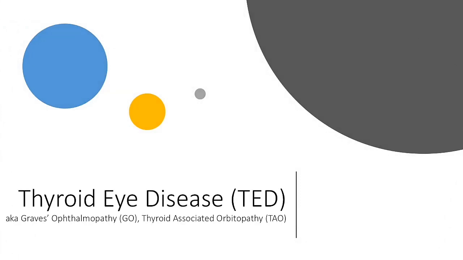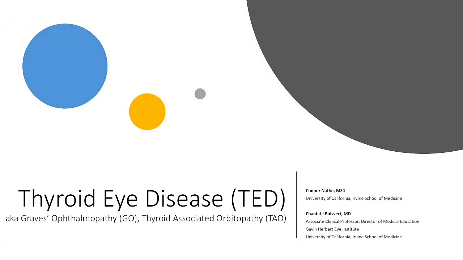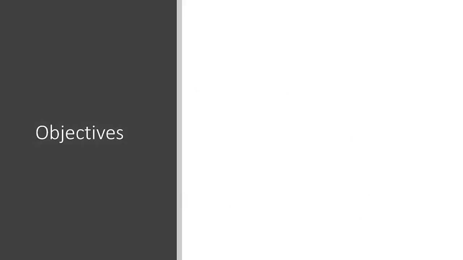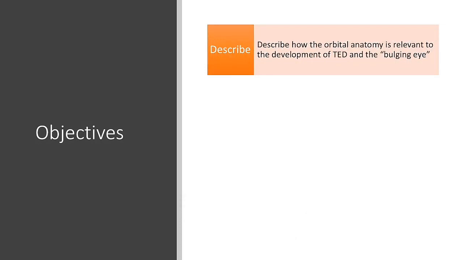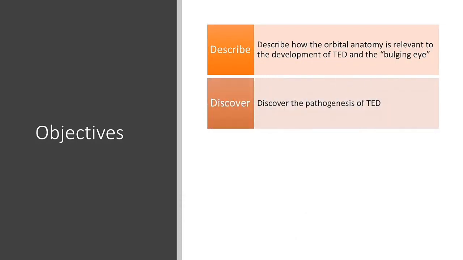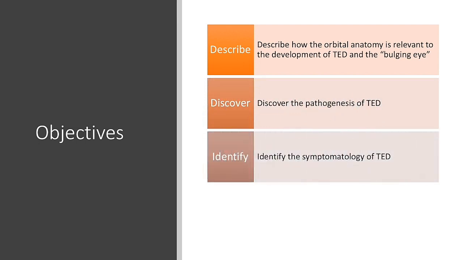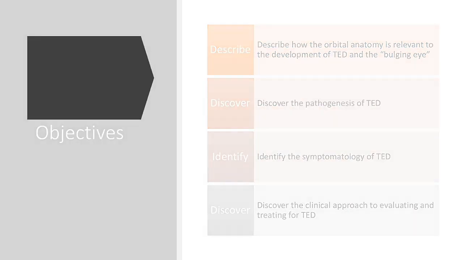In this video, we will give an introductory overview of thyroid eye disease, otherwise known as Graves' ophthalmopathy or thyroid-associated orbitopathy. Our objectives are as follows: to describe how the orbital anatomy is relevant to the development of thyroid eye disease and the bulging eye, to discover the pathogenesis of thyroid eye disease, to identify the symptomatology of thyroid eye disease, and to discover the clinical approach to evaluating and treating thyroid eye disease.